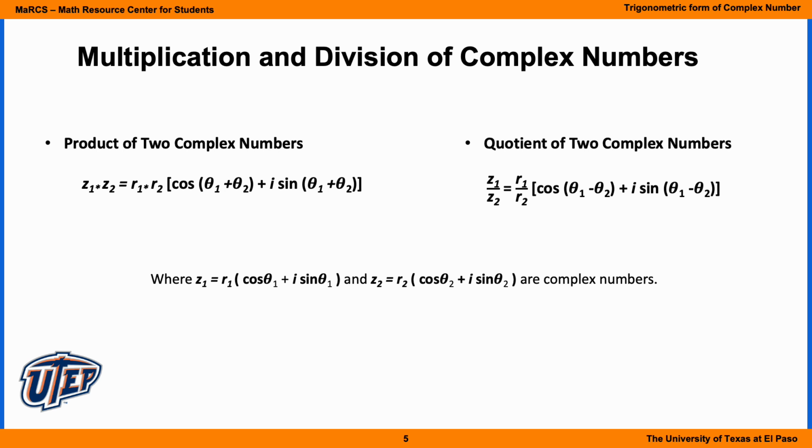For the quotient of two complex numbers, we divide their moduli, so r1 divided by r2, times, and then in the horizontal component, we subtract the angles, so cosine of theta 1 minus theta 2, plus i sine, and in the vertical component we subtract the angles once again, so sine of theta 1 minus theta 2. Here z1 is our first complex number, r1 times cosine of theta 1 plus i sine of theta 1, and z2 is equal to r2 times cosine of theta 2 plus i sine of theta 2.